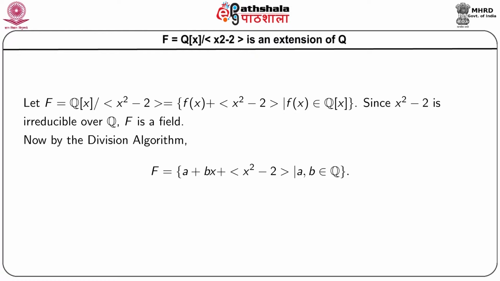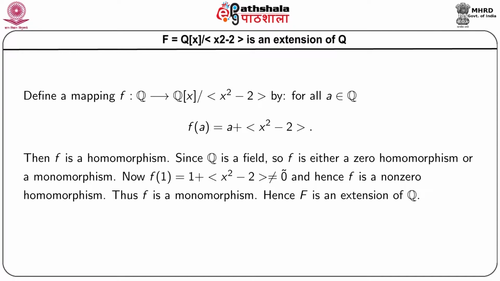As in the previous example, using the division algorithm, we also have the form of the elements of F as a plus bx plus the ideal generated by x square minus 2, where a and b are two rational numbers. Similarly, we define a mapping f from Q into the field F by f(a) equal to the coset of a, that is a plus the ideal generated by x square minus 2. Then f is a homomorphism.